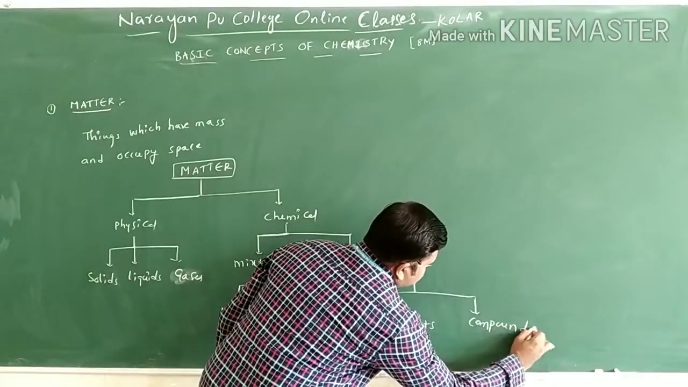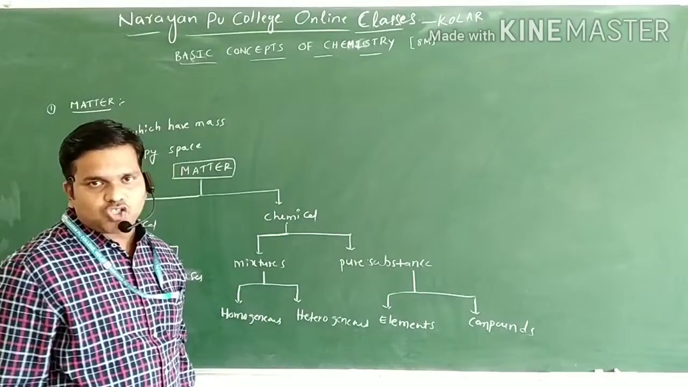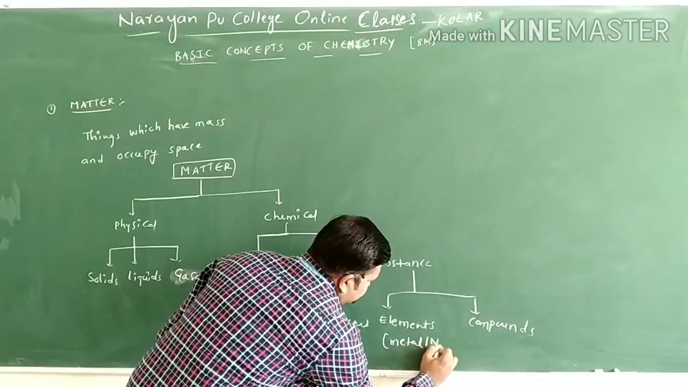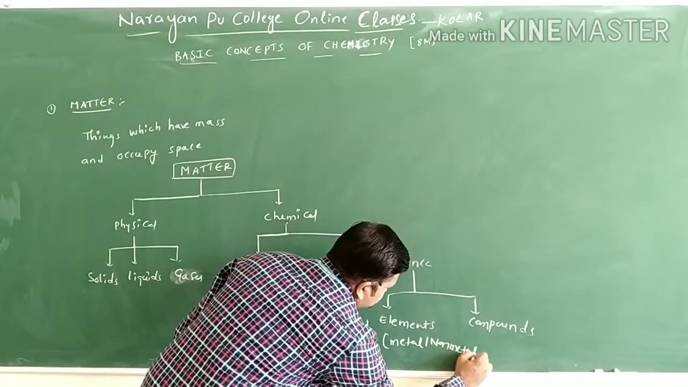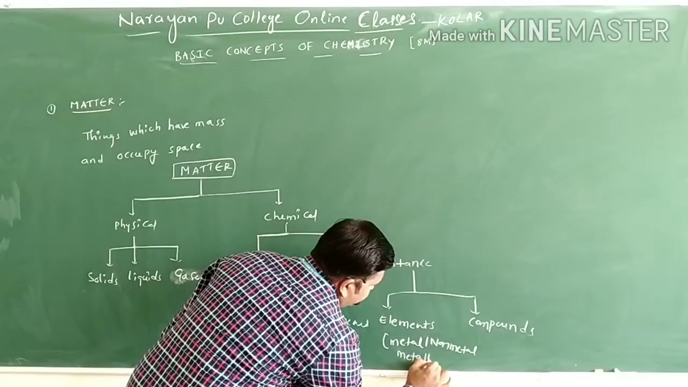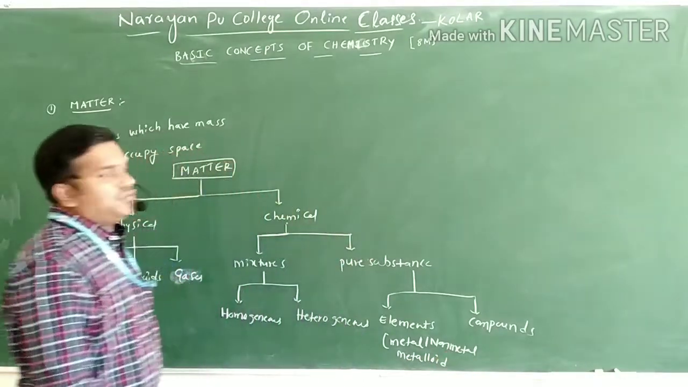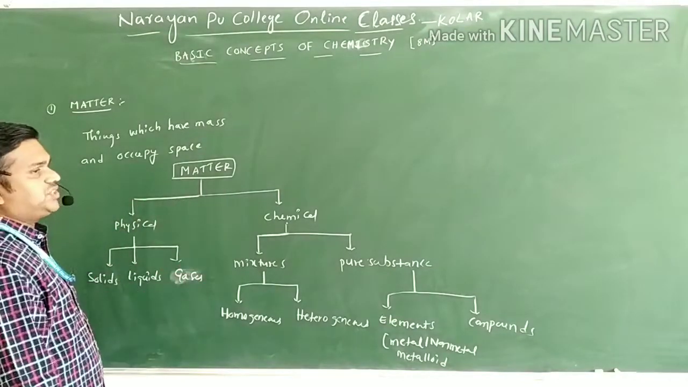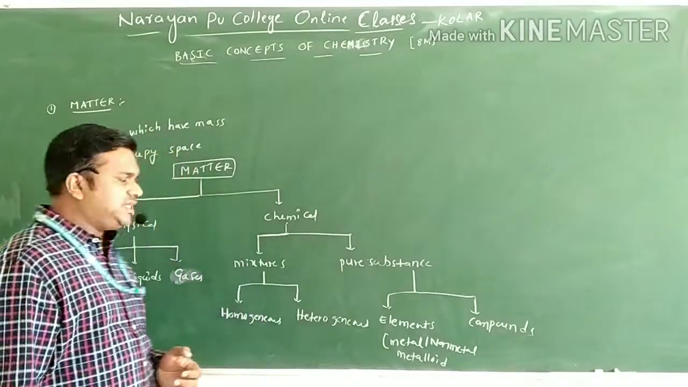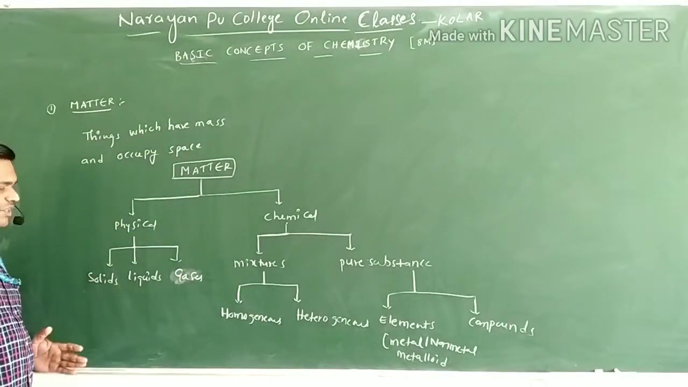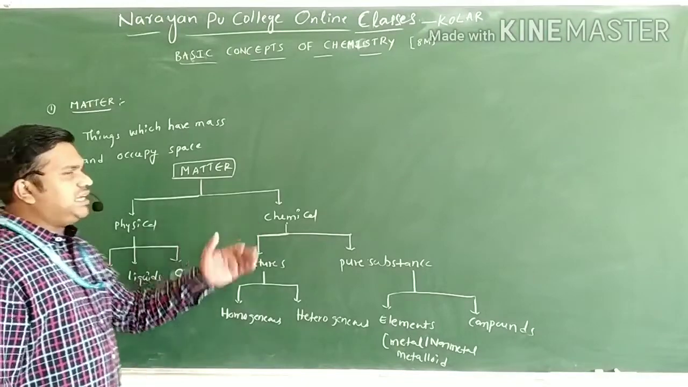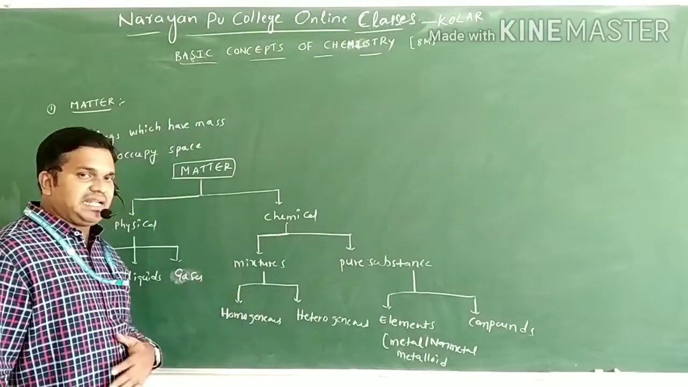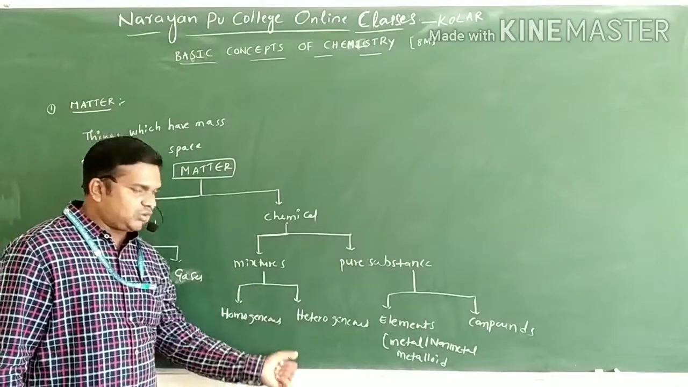Elements and compounds. So elements means you can take metals, non-metals and metalloids. So this is regarding the classification of matter. Matter is classified mainly based on the physical properties and chemical properties. Physical properties give solids, liquids and gases. Chemical properties give mixtures and pure substances. Mixtures are again classified into two types, homogeneous mixture and heterogeneous mixture.